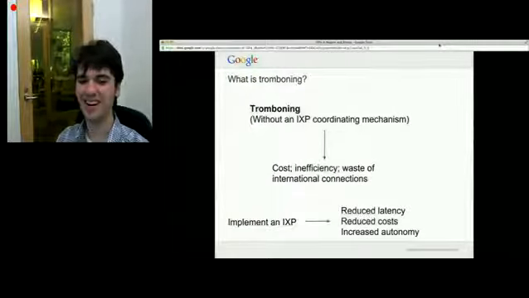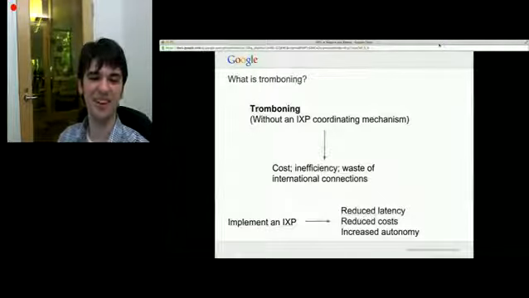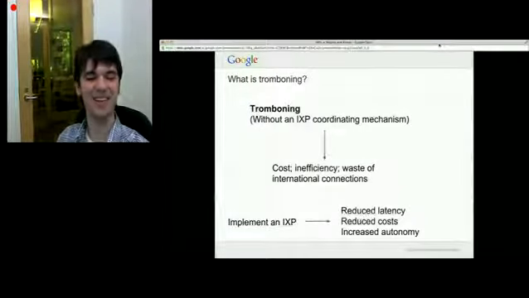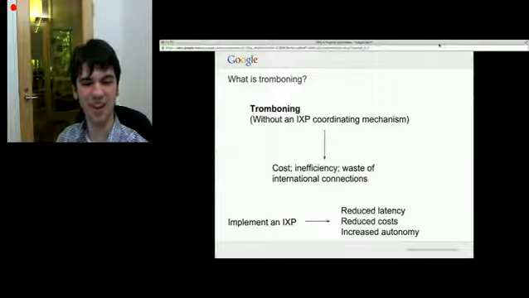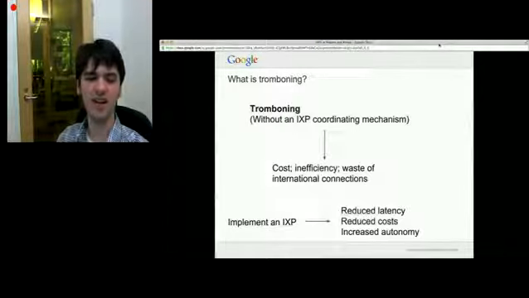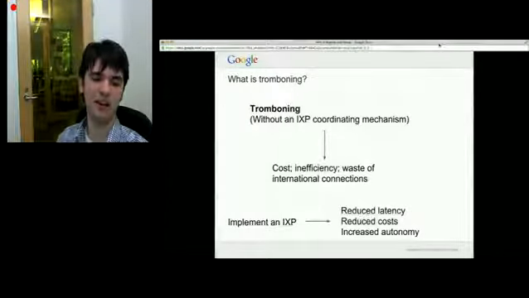So tromboning, and I couldn't tell you for the life of me why it's named after an instrument, but maybe it has something to do with the instrument's airflow, I'm not sure. But it causes cost, inefficiency, wasting international connections, and it really weighs down the internet ecosystem of a given country. And when you implement an IXP, what an IXP essentially is, is a warehouse for coordination for internet service providers.